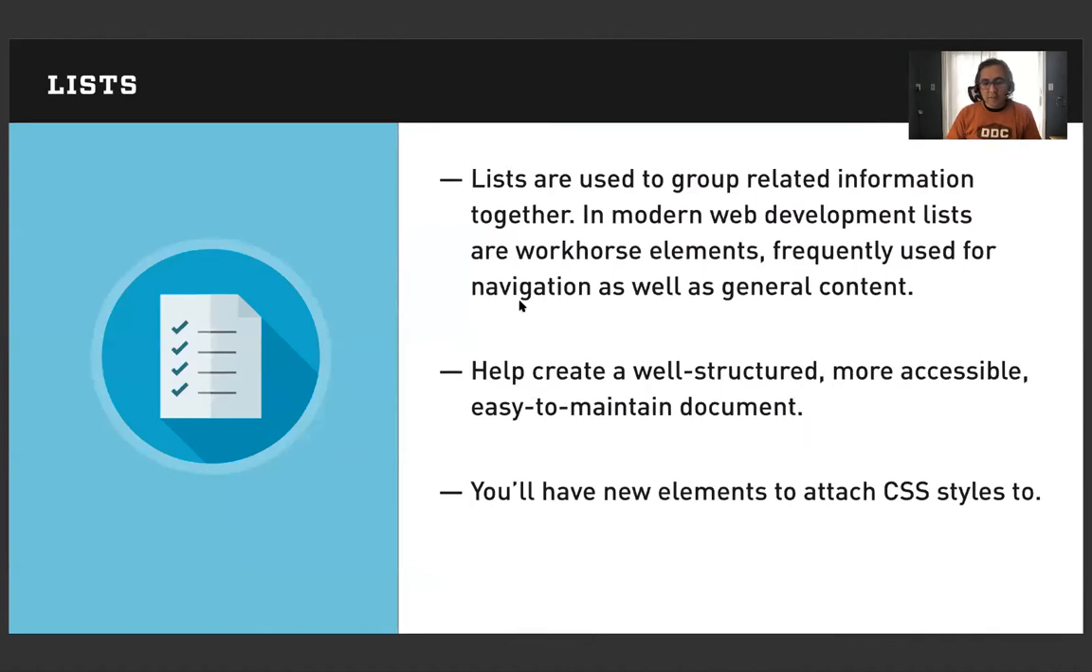And so for our demo, we're going to make lists. Lists are used to group related information together. In modern web development, we use them for a lot. So we'll use them for general content of lists or in navigation. Navigation in HTML utilizes lists to organize information. So they help create a well-structured, more accessible, easy to maintain document. And then you'll have things that you can attach CSS styles to, and we'll do that as our demo.